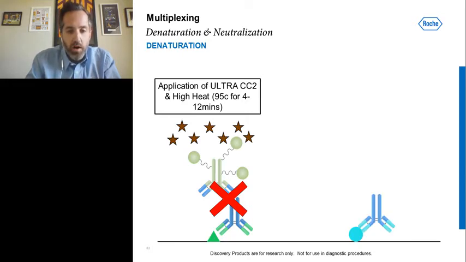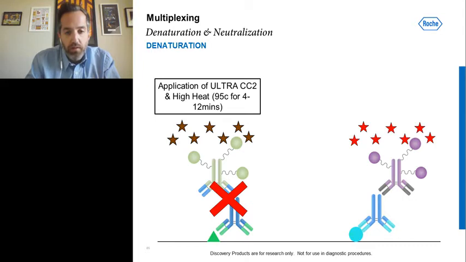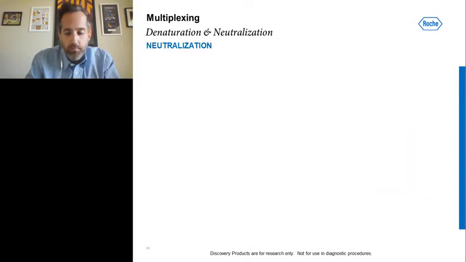Meaning when we come in with our next sequence, we have our primary, our secondary, and this secondary is only going to bind to the primary because it has nothing else to bind to. So this means we're going to get two discrete signals without any cross-reactivity.